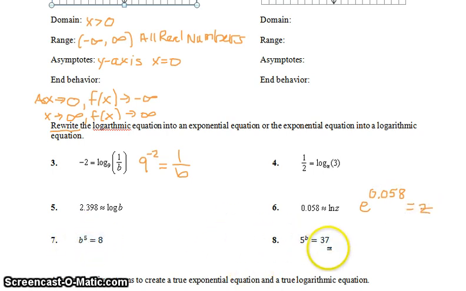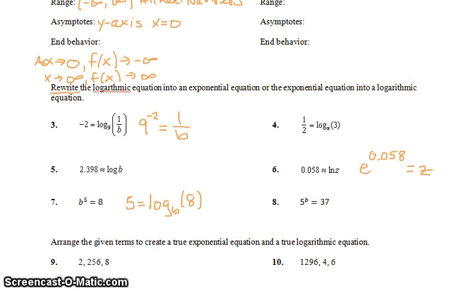7 and 8 ask us to rewrite from exponential form to log form. So again, I like to start with the exponent is on log b, so the exponent on b, that gave me 8. So those are just a few examples of that next section.